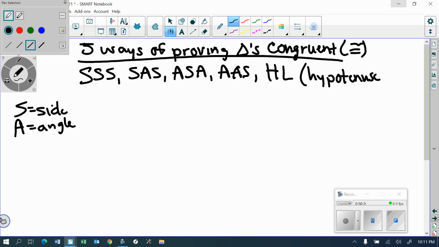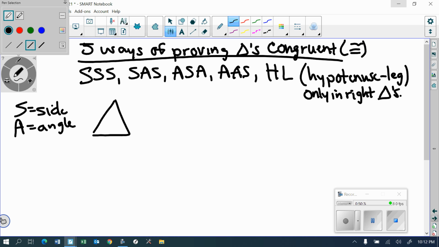Now you should know from middle school, the only type of triangle that has a hypotenuse and a leg is a right triangle. So only in right triangles. Okay. So I'm just going to draw one of each. That's what a side would look like.